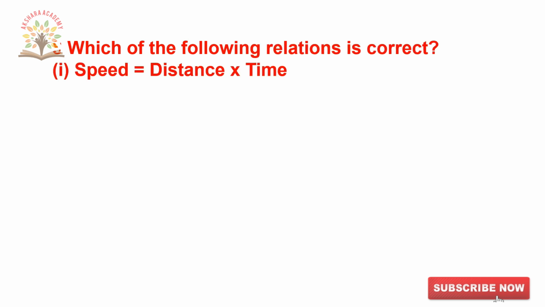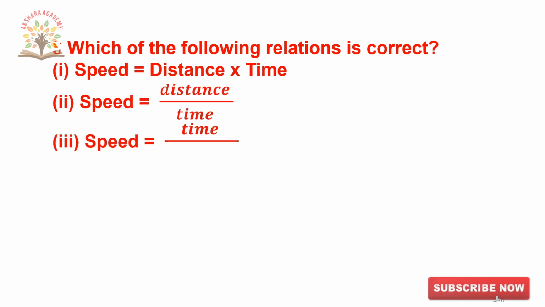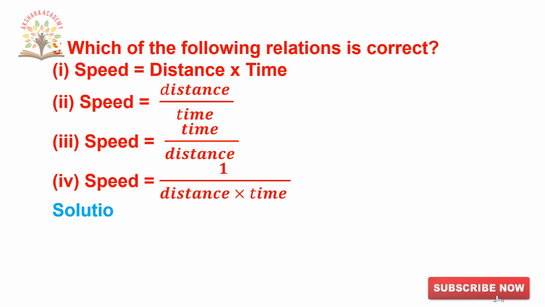Which of the following relations is correct? Here in this question they are giving the four options. In these four options, we have to discuss which one is correct. First one is speed is equal to distance into time, second, speed is equal to distance by time. Third, speed is equal to time by distance, and the last one is speed is equal to 1 by distance into time.